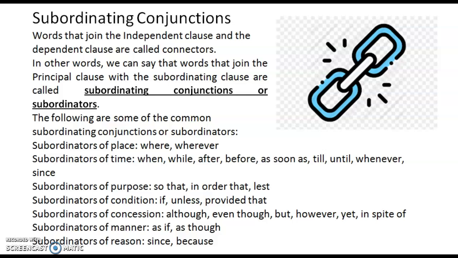The following are some of the common subordinating conjunctions or subordinators. Subordinators of place. When you want to mention some place, you connect the independent and the dependent clause with the words like where, wherever. Subordinators of time. Words are when, while, after, before, as soon as, till, until, whenever, since. Subordinators of purpose. So that, in order that, lest. Subordinators of condition. If, unless, provided that.